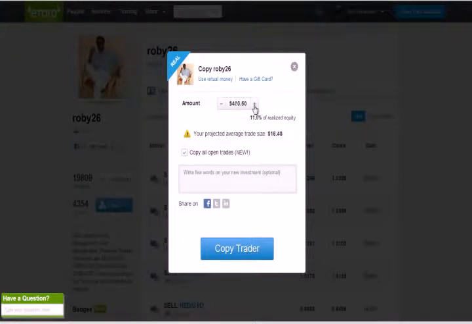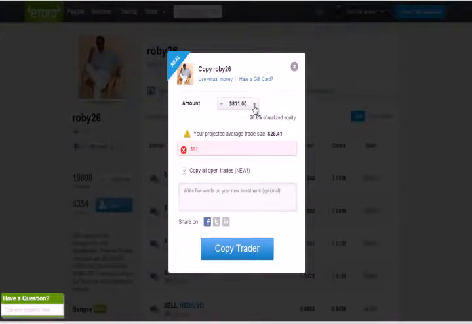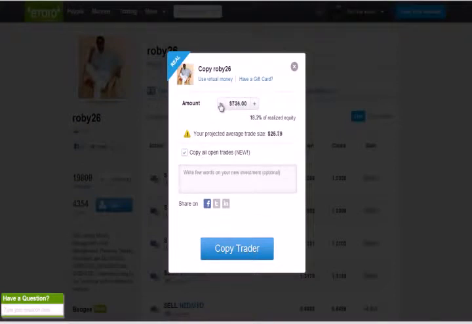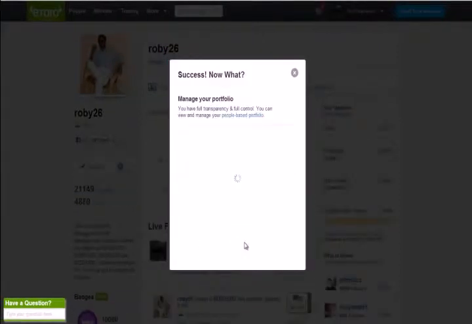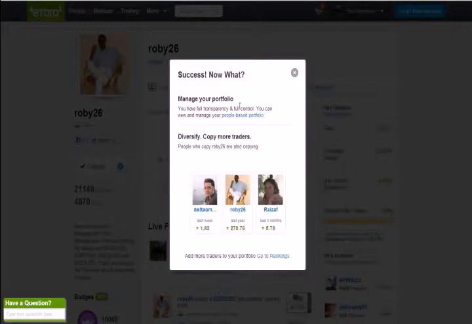It's important to note that eToro doesn't allow more than 20% of your equity to be copied into one single trader. And that is because we push you to diversify. We don't want you to put all your eggs in one basket. We also have the copy all open trades option. The box is initially checked, but by unchecking it, all the future trades will be opened and not the existing ones. That is your decision to make. Now, all that's left to do is click on Copy Trader, and that's it. Success. Manage your portfolio. You have full transparency and full control.